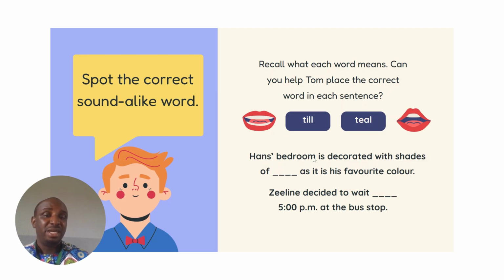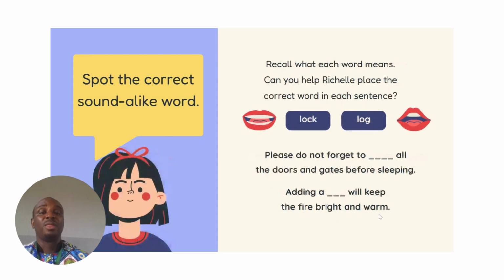So Anne's bed is decorated with shades of teal, as that's her favorite color. Then the second one is Zalin decided to wait till 5 p.m. at the bus stop.